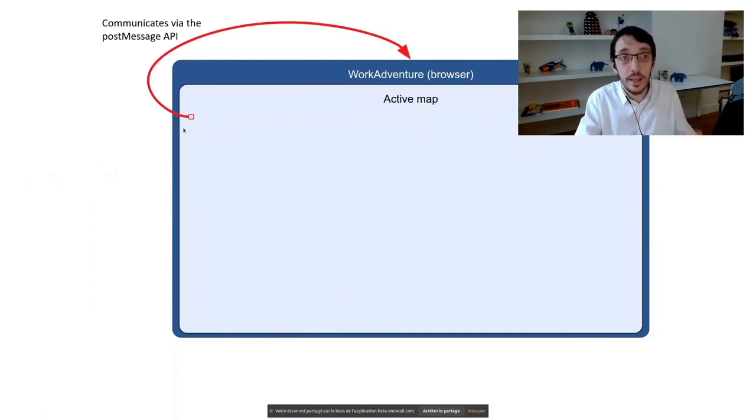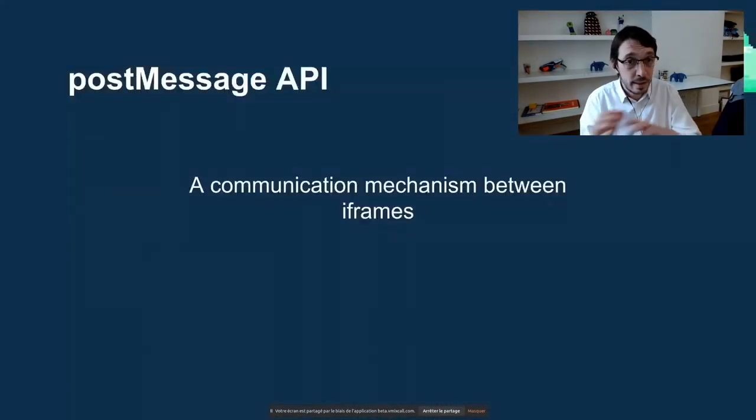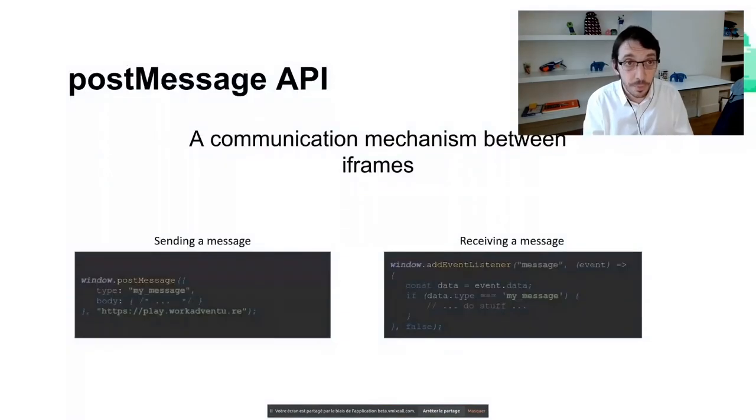And the fact is, JavaScript in the iframe can communicate with the browser using what we call the PostMessage API, which is a native API that is available in any browser, and it's a communication mechanism between iframes. So if you look at it, it's really easy. You can send a message using window.postMessage. You put any JSON message here. And if you want to receive a message in the other frame, you just add a listener on the message event and you get that message back.